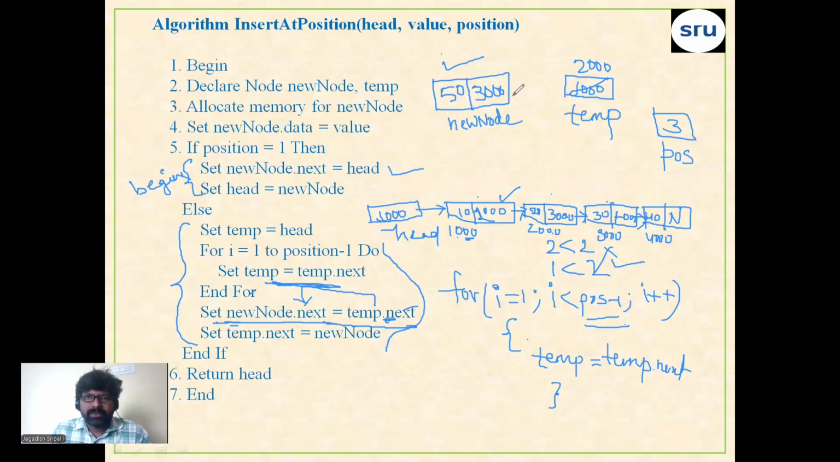3000. So the 3000 value we are putting inside. So what is it representing? It is representing this node, 3000. Why? Because it is 3000. So where do we want to insert the node? The third position.